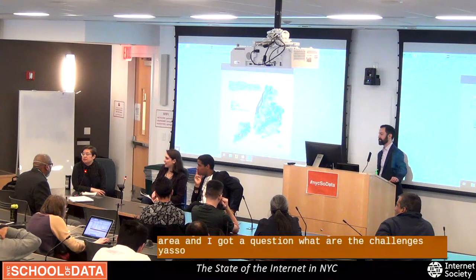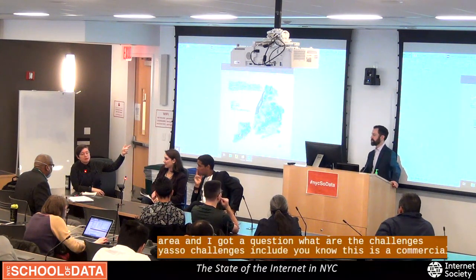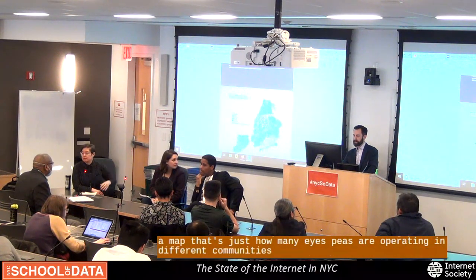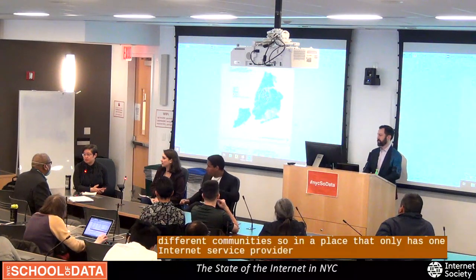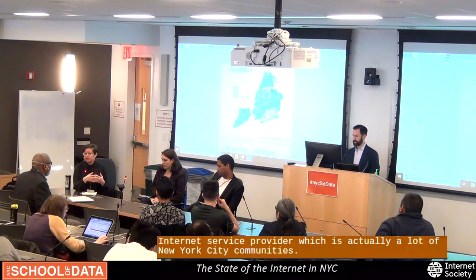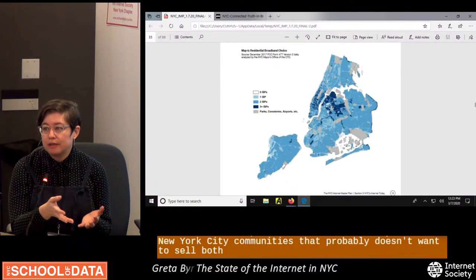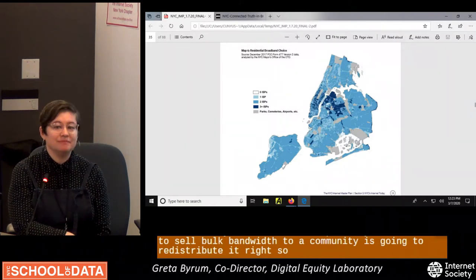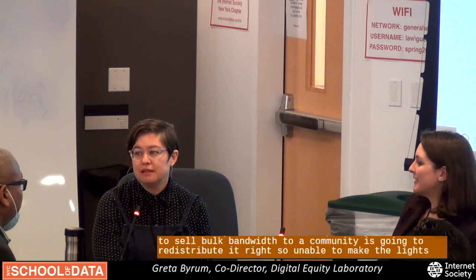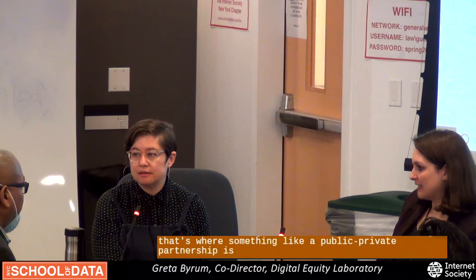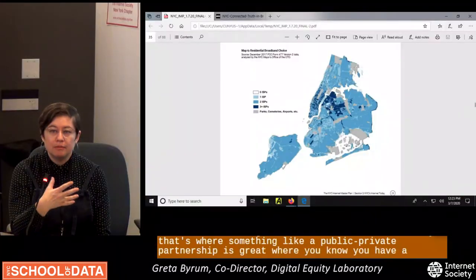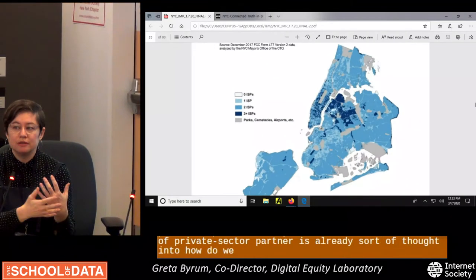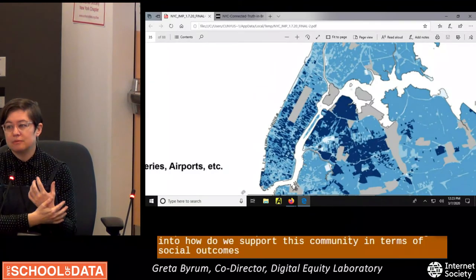Yeah, so challenges include, this is the commercial fiber availability map, but you also have a map of how many ISPs are operating in different communities. In a place that only has one internet service provider, which is a lot of New York City communities, that ISP probably doesn't want to sell bulk bandwidth to a community that's going to redistribute it. And they definitely won't sell it cheap, so the community is unable to make the Wi-Fi free or highly affordable. That's where something like a public-private partnership is great, where the private sector partner is already bought into how we support this community in terms of social outcomes. So that's one way to go.